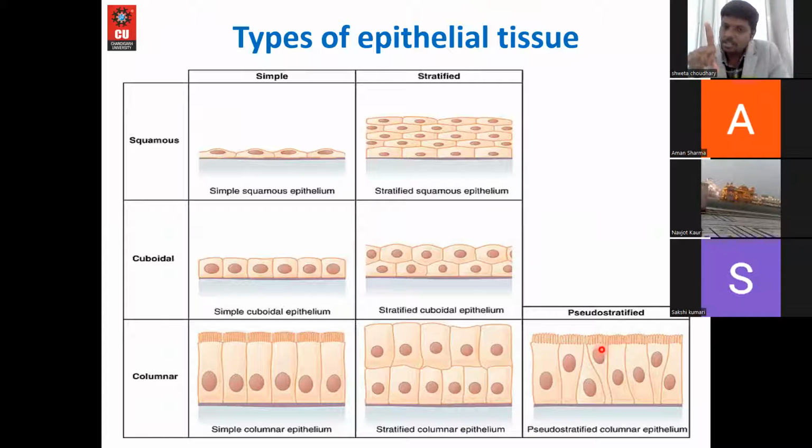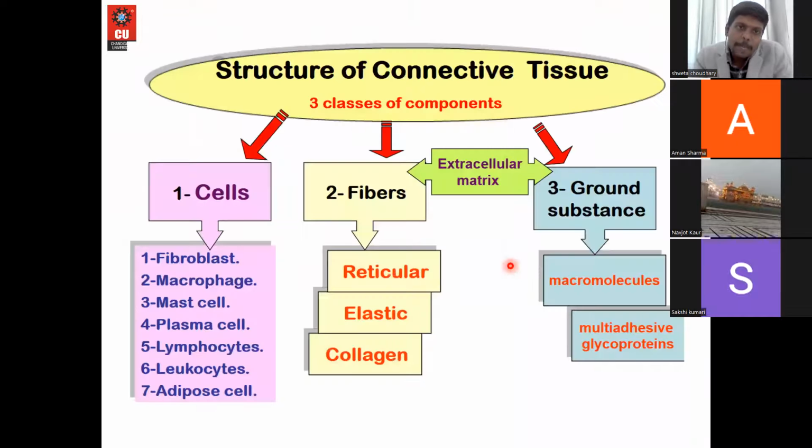This is a pseudostratified epithelium. Okay, so these are the types of epithelial tissues we have. Then coming to the connective tissue. Connective tissue is broadly categorized into 3 types: cellular connective tissue, fibrous connective tissue, and ground substance.